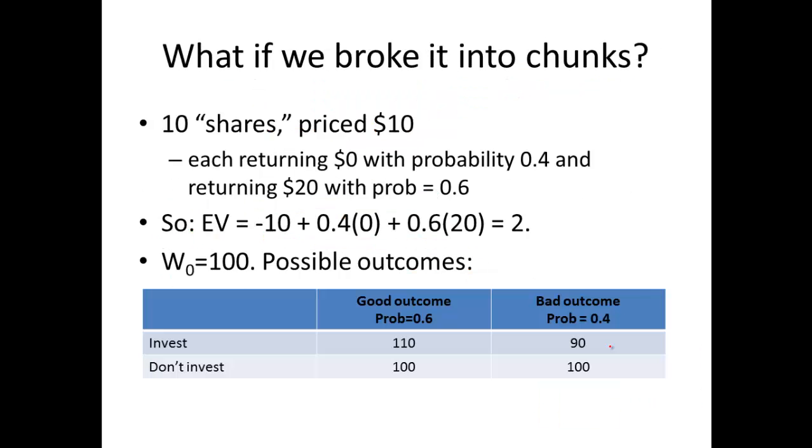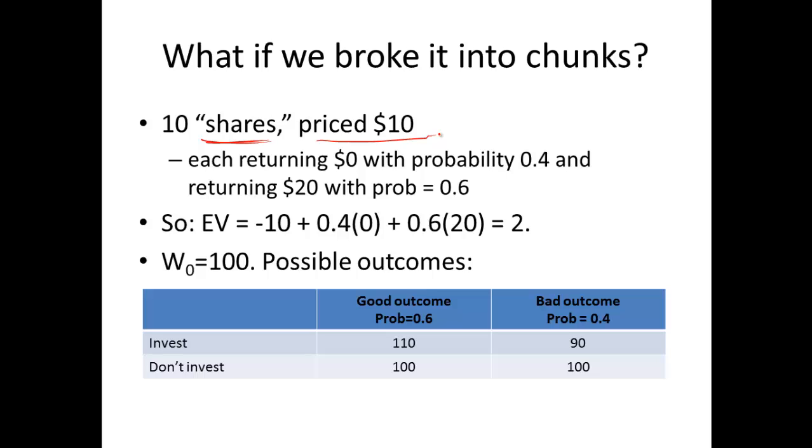Now here's the innovation. What if we were to break this investment into chunks? Let's even call them shares. Maybe you see where we're headed here, but let's call them shares. So these shares now are going to be priced at 10, and instead of one investment costing 100, we'll have 10 investments, or 10 shares, each priced at 10. You'll see that the sum of these shares collectively has the same properties as the overall investment, but we're going to be thinking about the investor's attitude toward one of these shares.